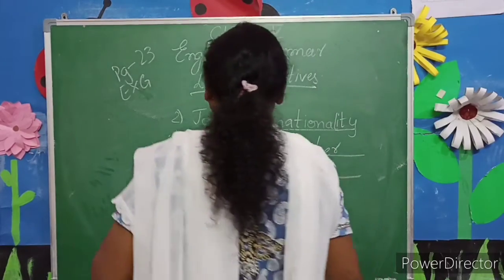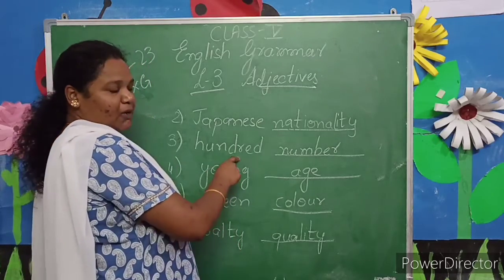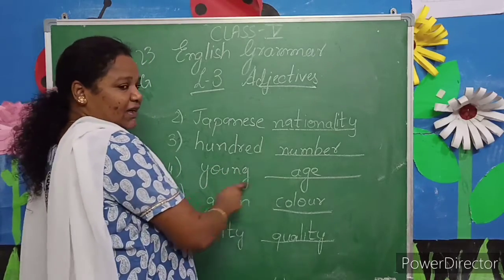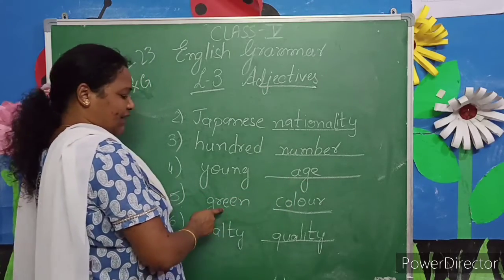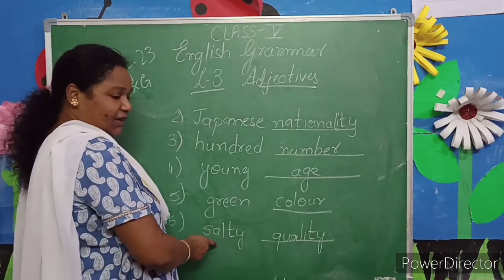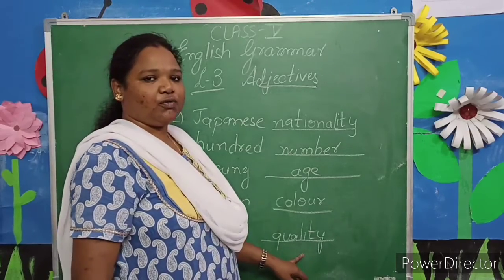So children, as you see, Japanese is a nationality. 100 is a number. Young is what? We are using this adjective to tell the age. Green is a color. Salty is telling the taste, so it's an adjective of quality.